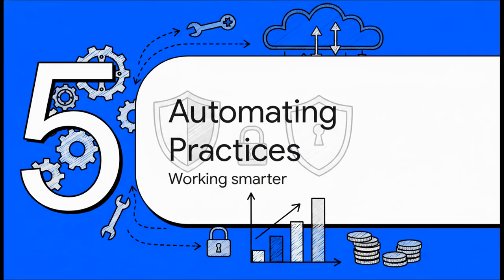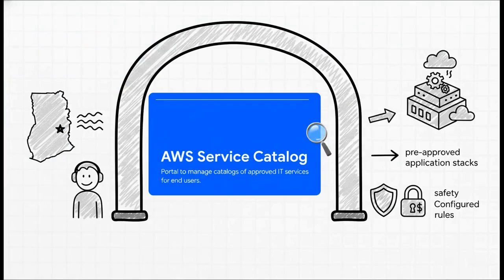Section 5, Automating Best Practices, Working Smarter. So, we have all our rules in place. Next, we want to introduce tools that give our employees some autonomy while still keeping the business safe, secure, and financially optimized. AWS Service Catalog is absolutely fantastic for this. It acts as a self-service portal.